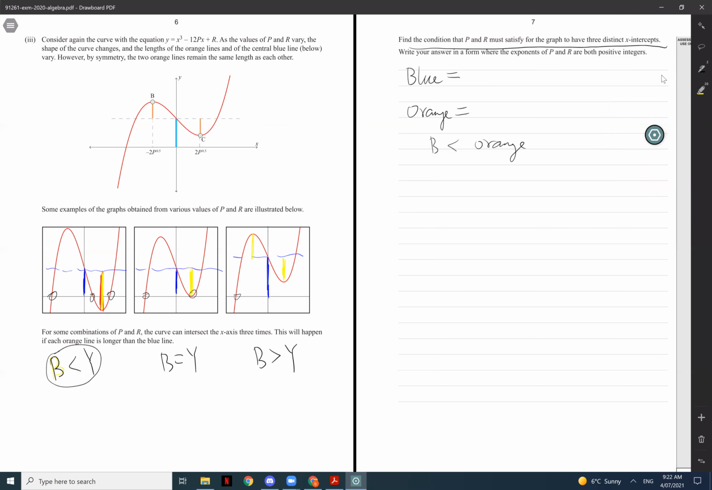Very good. If x equals 0, what's the y value? Candice. Yes. Oh, we got this part already. Just R.